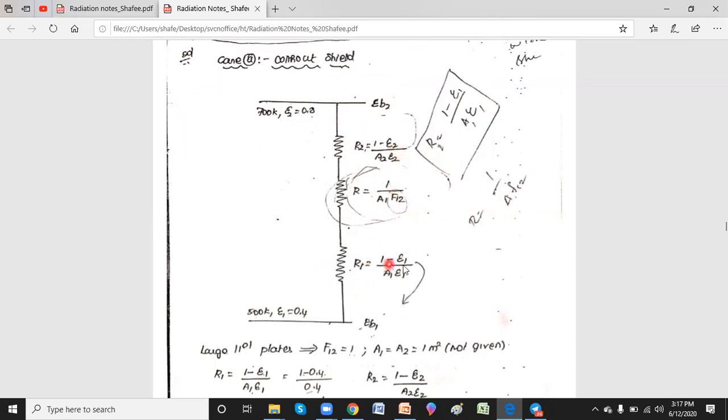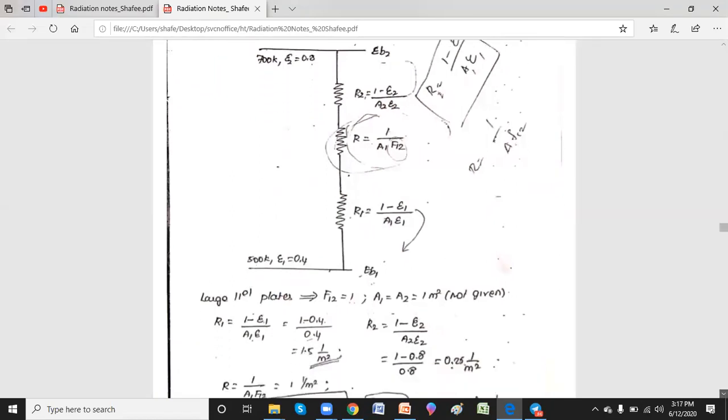Now you can see epsilon 1 is given. Suppose A1, A2 is not given, you can assume it as 1. So A1 is equal to A2 equal to 1 meter square. And one more thing, the same thing I have mentioned. In the formula I need Q12. So whenever there are parallel infinite plates, obviously F12 is 1. So the shape factor F12 from 1 to 2 is 1. And with no information about areas, you can take A1 equal to A2, both the same, around 1 meter square, because it's not given in the problem.